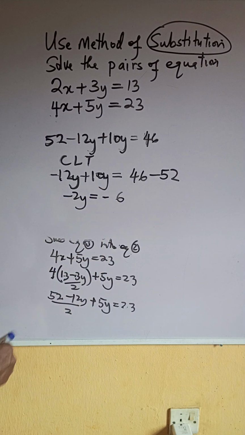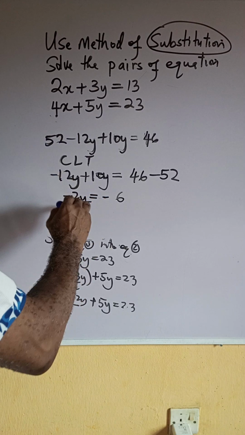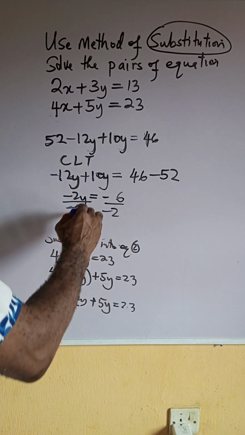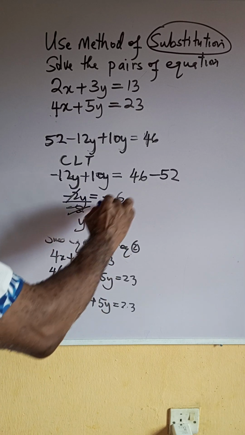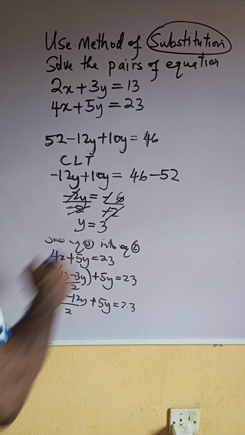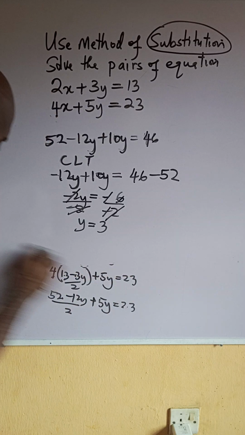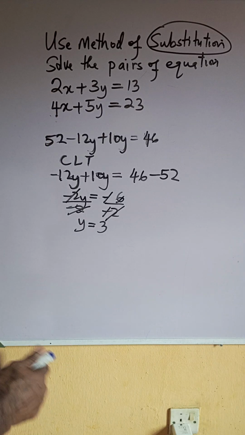Now since we are looking for y, we are going to divide both sides by minus 2, so that minus 2 cancels minus 2. We now have y is equal to, minus cancels minus here, 6 divided by 2, we have 3. So our value of y has been established as 3. Y is equal to 3.